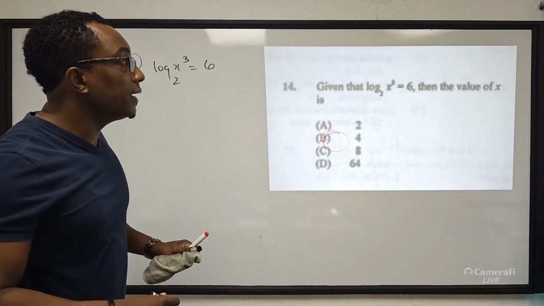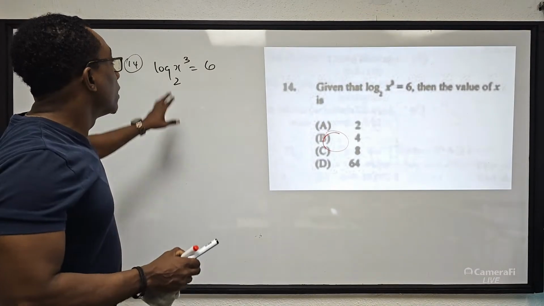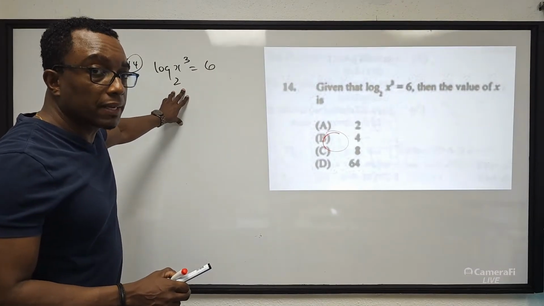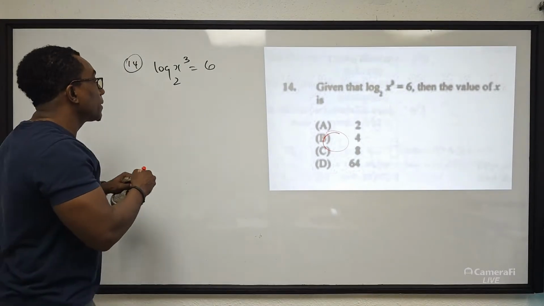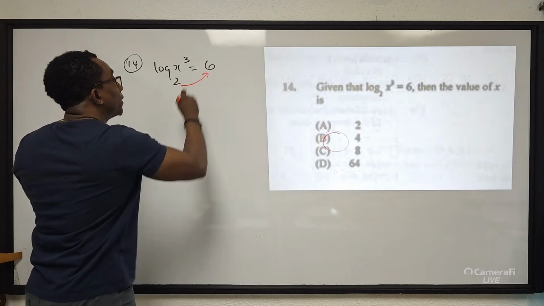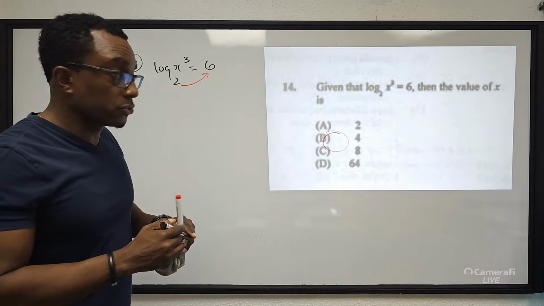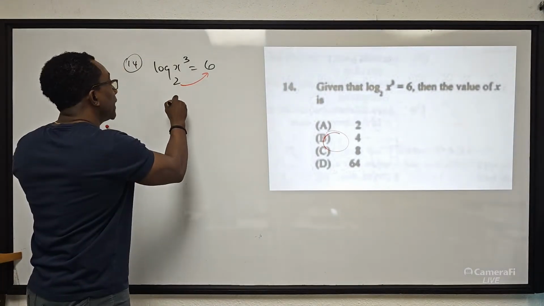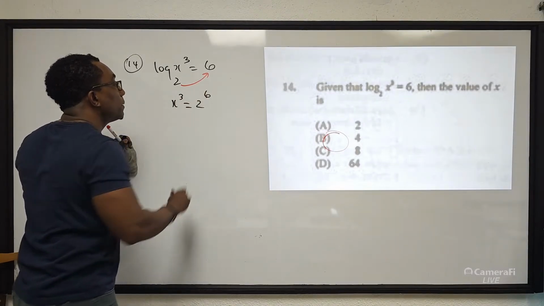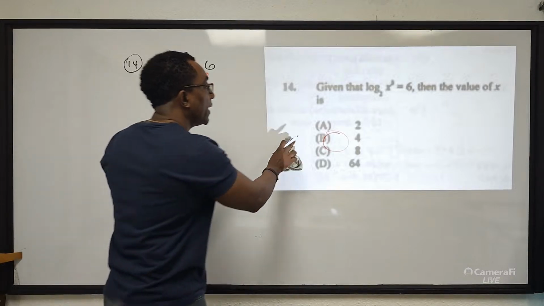So to find x, what we can do is move this from logarithmic form, this is a logarithmic equation, to exponential form. So to move it to exponential form, I'm going to move this 2 from the base of the log to become the base of 6, and I'm going to drop the log after that. So this becomes x cubed is equal to 2 to the power of 6. The aim is to find x.